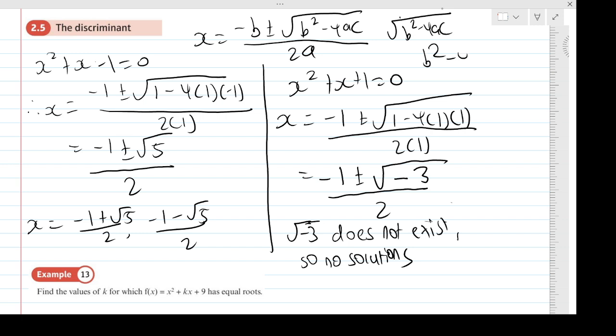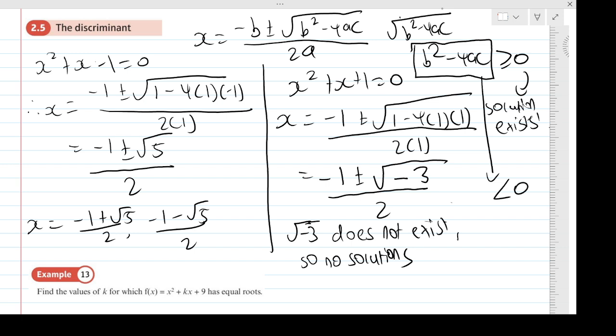What's under the square root is this expression here. And it's this expression that allows us to determine whether a solution exists. If this expression is greater than or equal to 0, a solution exists, great, because obviously it's not negative. But on the flip side, if it's less than 0, a solution does not exist.